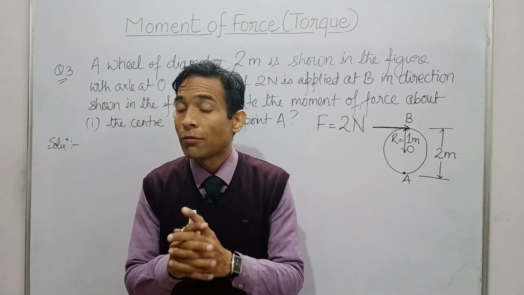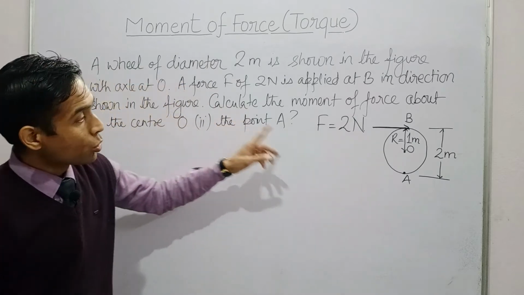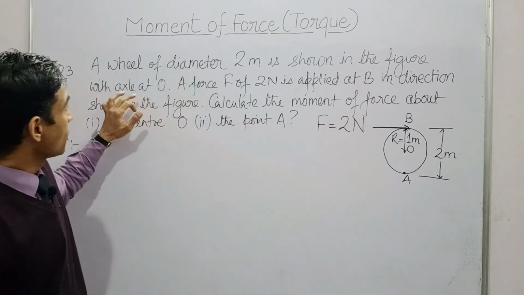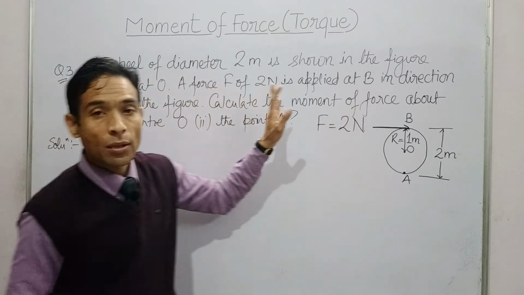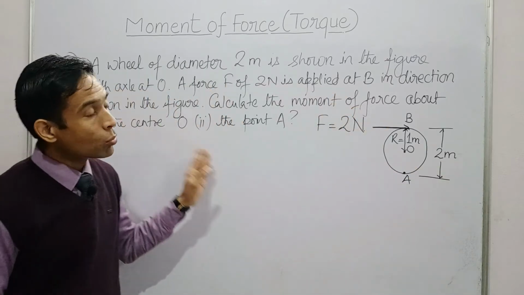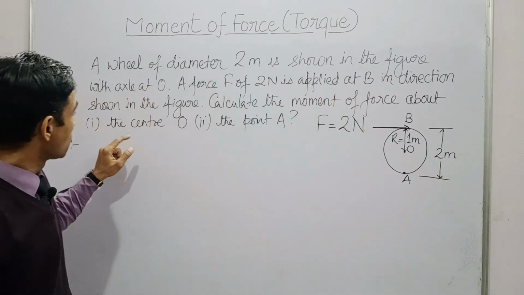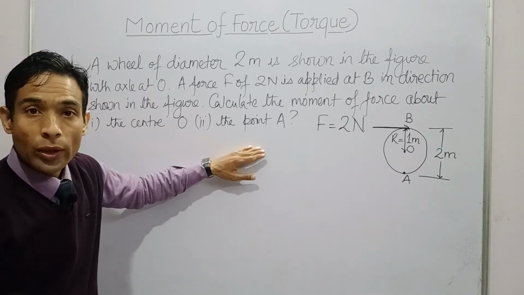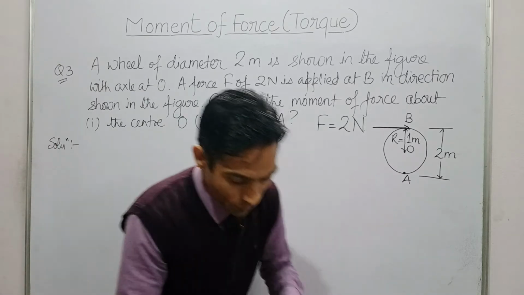In the third numerical, we have a wheel of diameter 2 meter as shown in the diagram here, with axle at O. A force of 2 Newton is applied at B in clockwise direction. We have to find out the moment of force or torque about the center O and the point A. So let's see in the demo here.